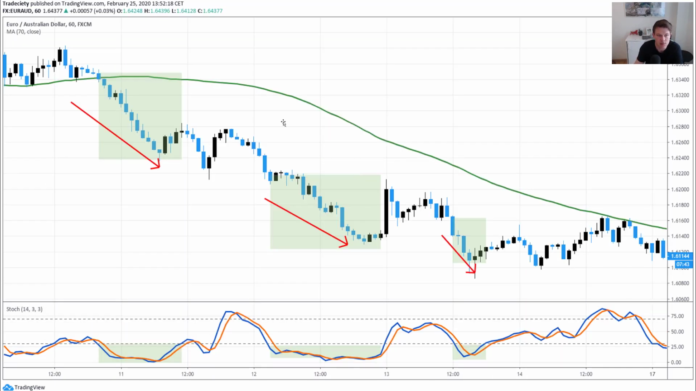And you could also use a moving average. So I applied a 70 period moving average to this chart to have a long-term trending filter. And when the price is below this moving average, you would only look for oversold opportunities to go into trend following trades.